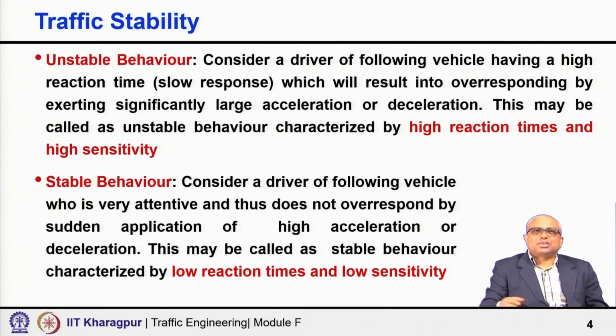Now, when we say the stability of traffic, it is based on the behavior of vehicles, particularly the following vehicles, how the following vehicle or vehicles are behaving. The behavior could be called unstable behavior or stable behavior.